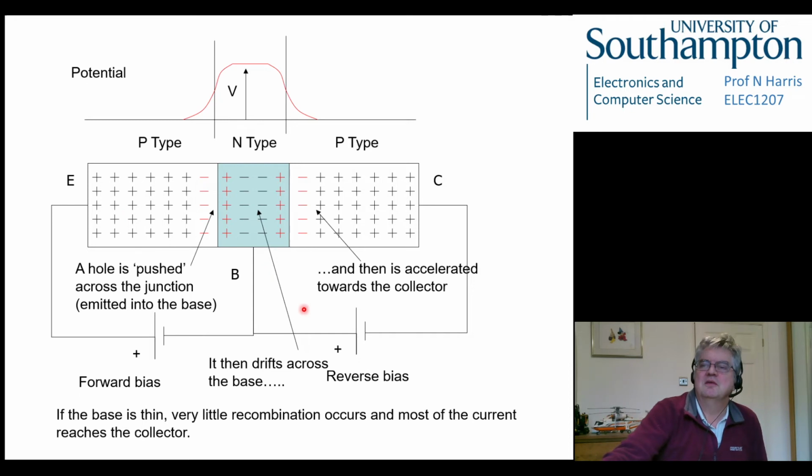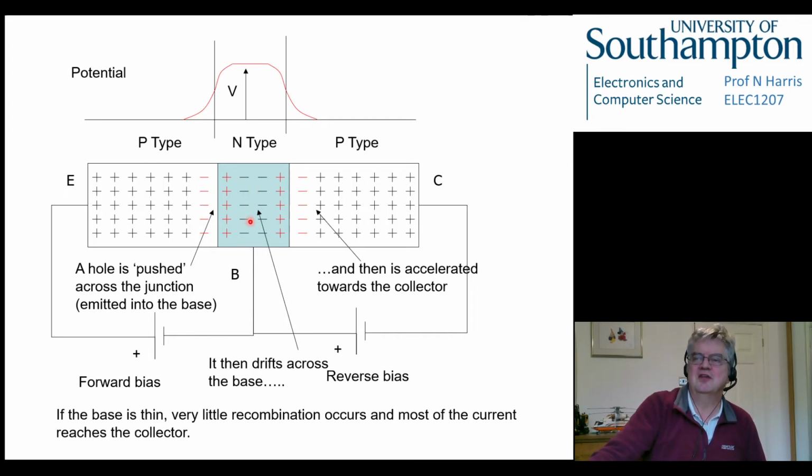Why, you say? Doesn't sound very exciting to me. Well, let's just look into it. So in a bit more detail then. If we forward bias this, a hole is pushed across the junction. This is emitted into the base because we pushed it up the hill with this energy from this thing here. It's pushed into here. It's now in this area. It's free to drift across this area.